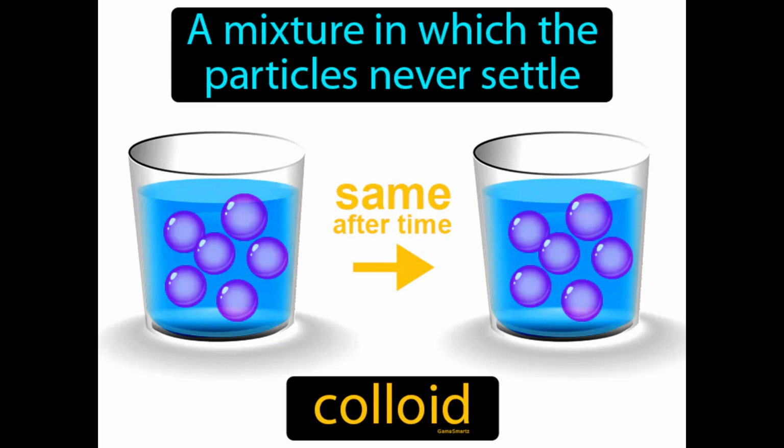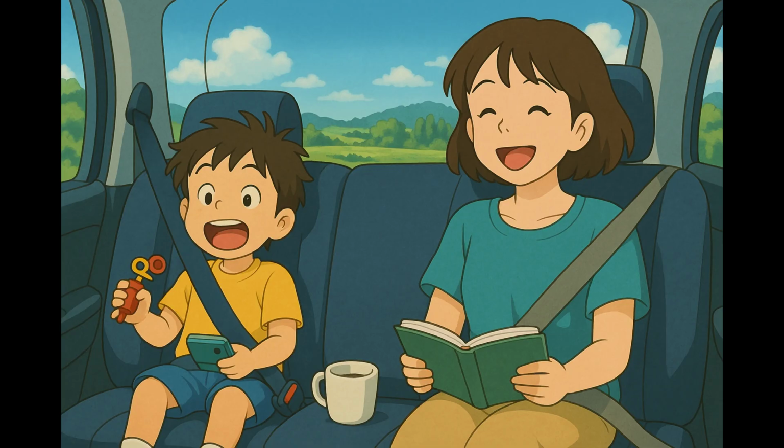A mixture in which the particles never settle. Colloid. A colloid is a type of mixture where tiny particles are dispersed evenly throughout without settling to the bottom. Imagine trying to keep a child entertained during a long car ride. No matter how often you change activities, they never seem to settle down. This is similar to a colloid, where particles are dispersed throughout a solution but never settle at the bottom, just like the child's attention keeps shifting but doesn't settle on one thing for long.